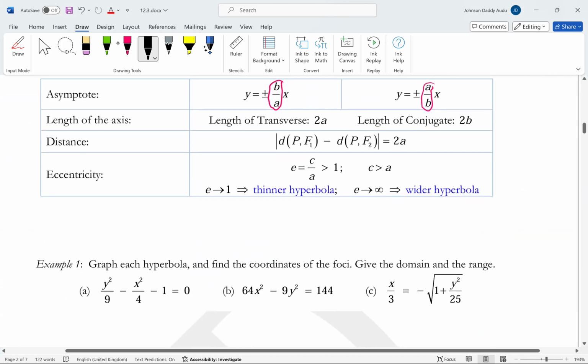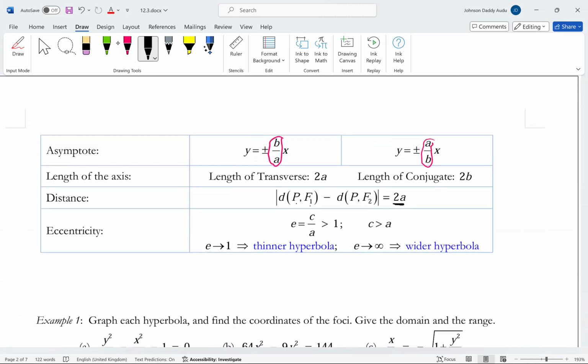Then we have what we call the length of the transverse axis, which is twice a. The length of the conjugate axis is twice b. And so this is the definition. When we started, we said that the difference of the distance between any point and F1, the difference is simply given by 2a. So here you can see you have to take the absolute value.